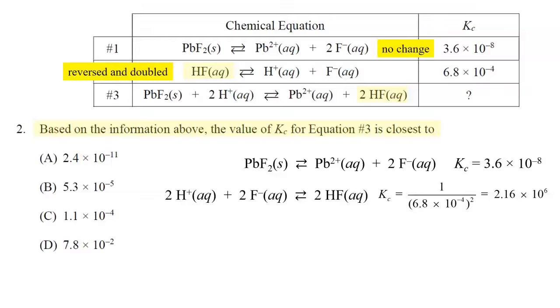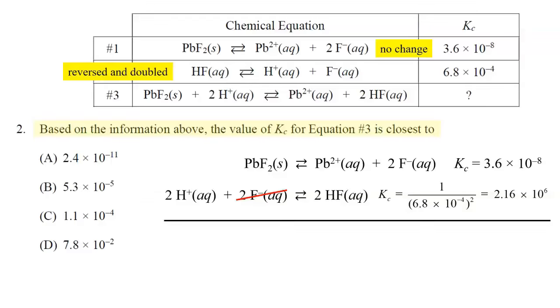Now all I have left to do to produce equation number 3 is to add these two equations together. And when I add these two equations together, the F minus, or the fluoride ion, is going to get crossed off on both sides of the equation, and I end up with equation number 3.